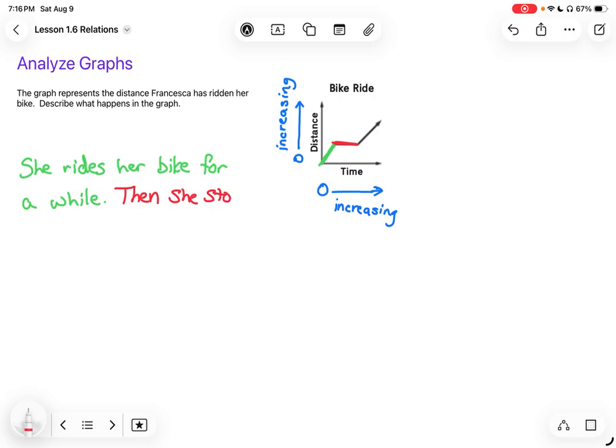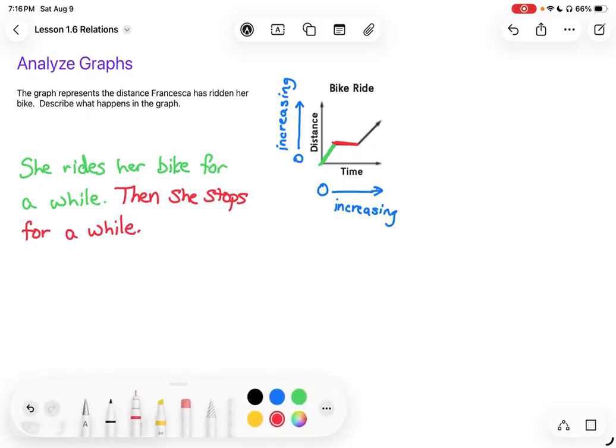How long does she stop? I have no idea. So we'll say that she stops for a while. Because I don't have the numbers, again, I can't say how long she stops. I don't know why she stopped. I just know she did. She stops for a while. Then what happens?